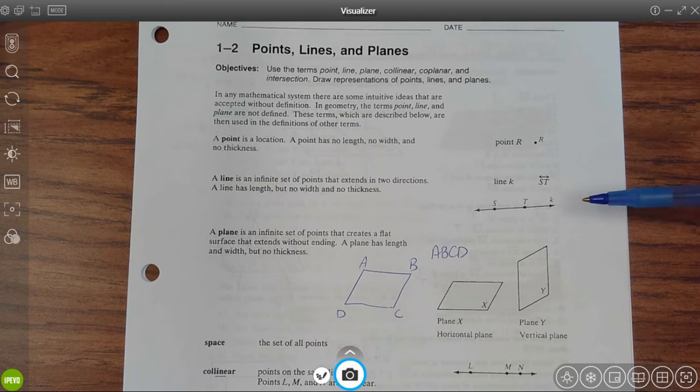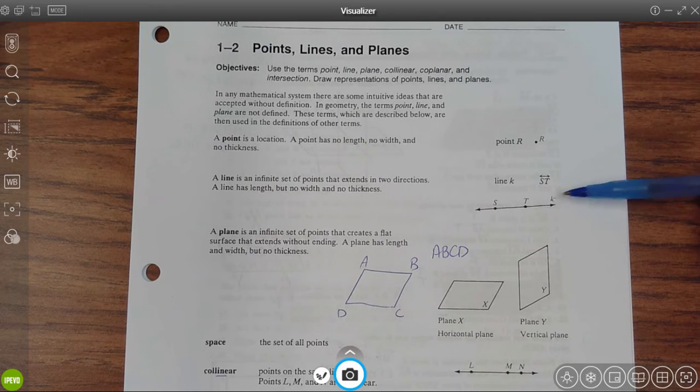When we name a line, if we are provided with a lowercase letter, we can use that. More often, though, we will be provided with 2 points. And you can pick any 2 points on that line if there are more than 2 points drawn in. We do want to use the line symbol with the 2 arrows to represent that line.